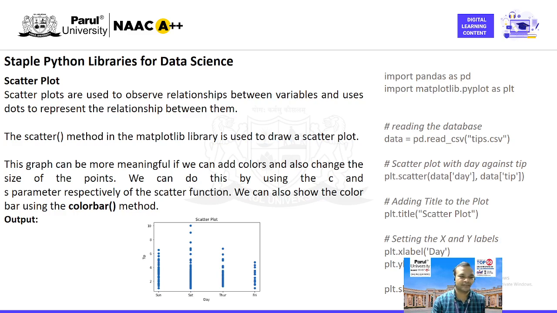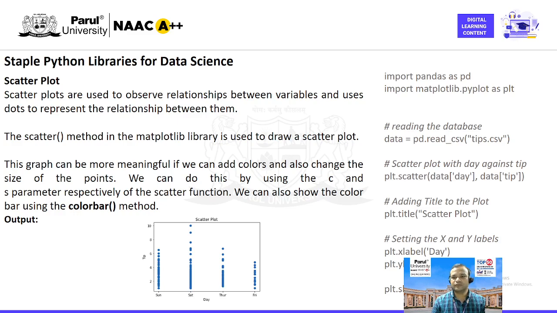There are two parameters, C and S. Whenever we use the scatter function, we can also show the color bar using the colorbar method. So this is the example. You can see here.